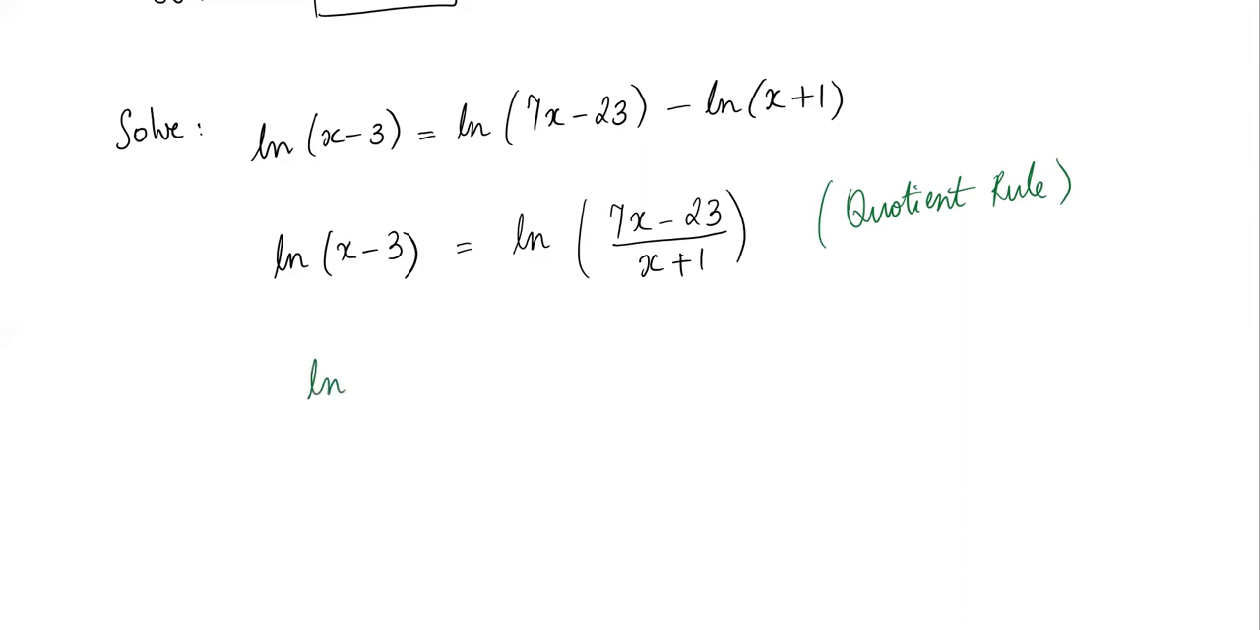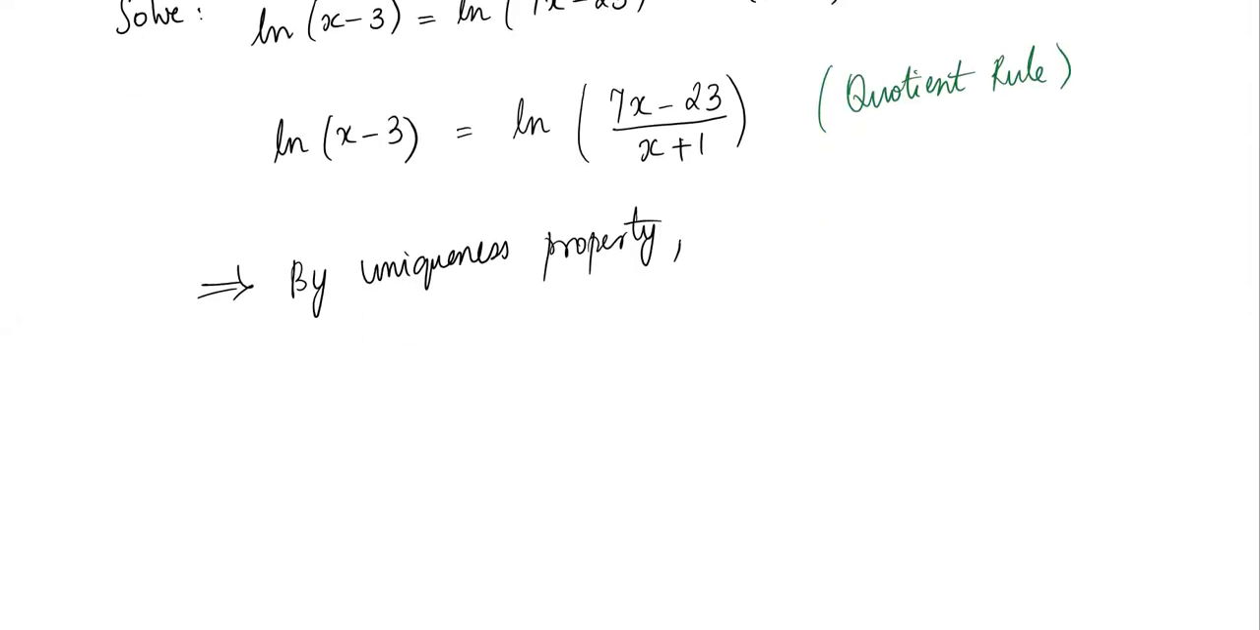Okay, we have ln(x minus 3). Oh, we can actually equate it at this step. I don't have to repeat this step. So this implies, by the uniqueness property, in the exponents, we set the powers equal to each other. Here, we will set the arguments equal to each other. x minus 3 is the same as (7x minus 23) over (x plus 1).